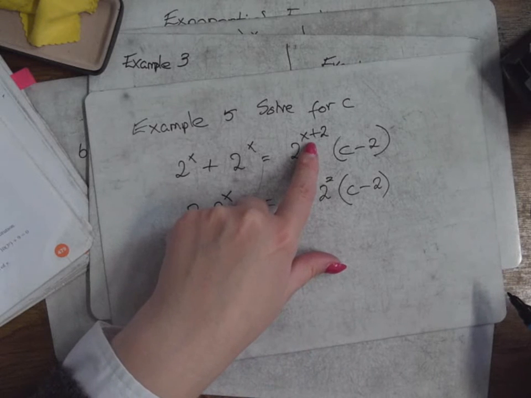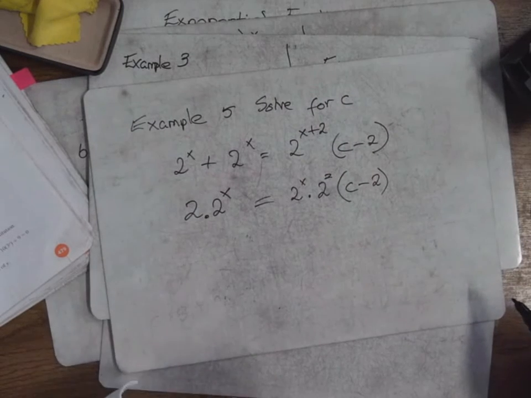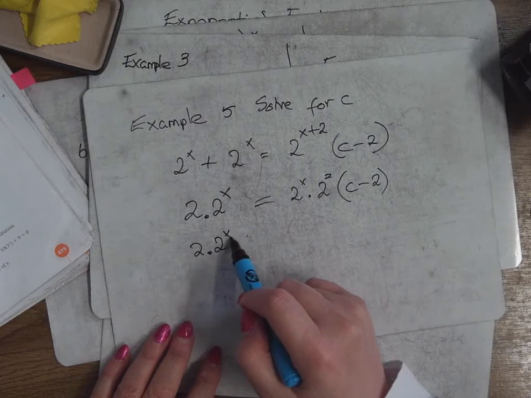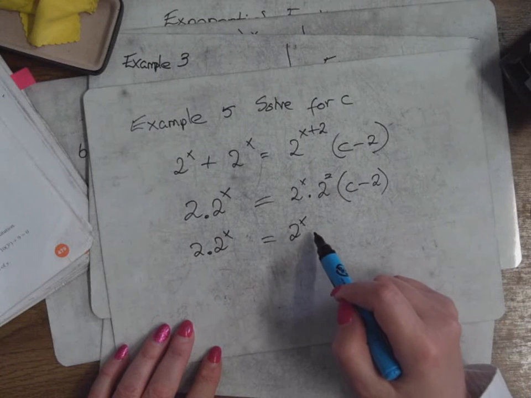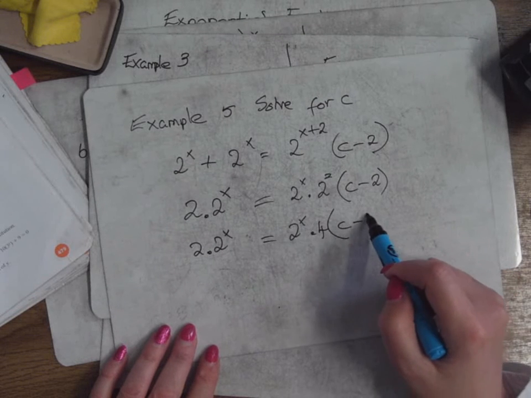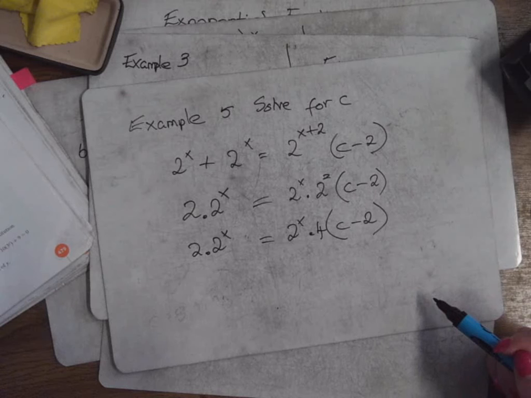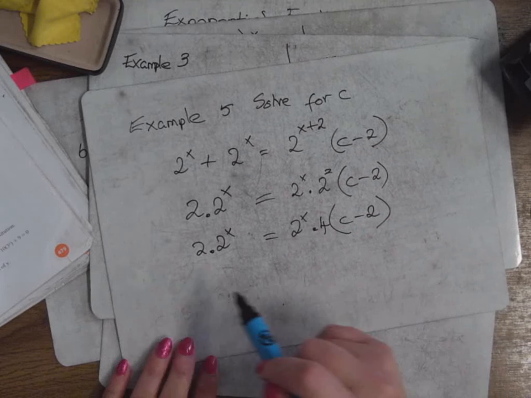If the x and the 2 are added, that means they were originally 2 to the power of x multiplied by 2 to the power of 2. Agreed? Okay, right, this is 2 multiplied by 2 to the power of x equals, I'll leave this as 2 to the power of x multiplied by 4, c minus 2. Right. Anyone make a suggestion? Multiply into the brackets. You could. Say that again. No, can't, because they're multiplied.